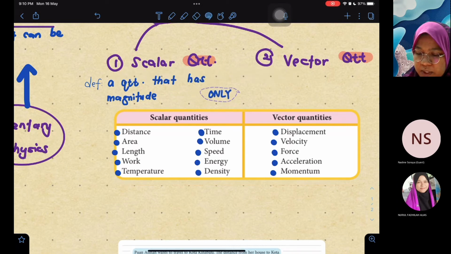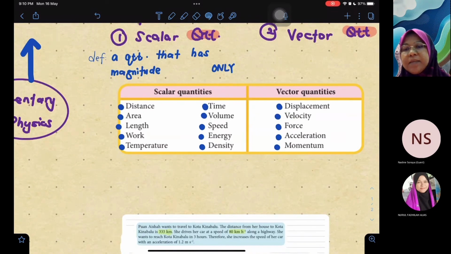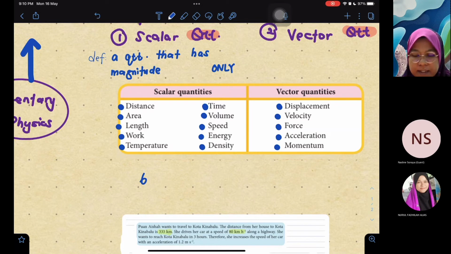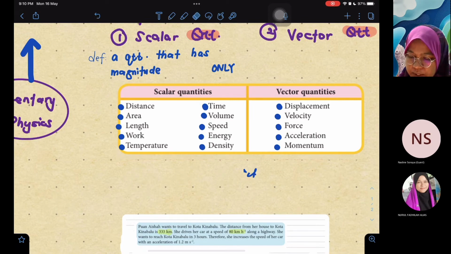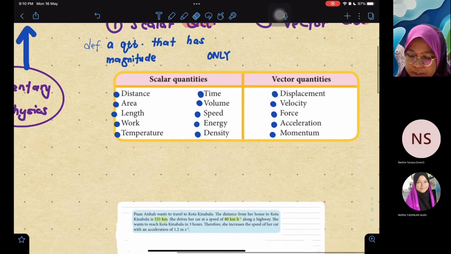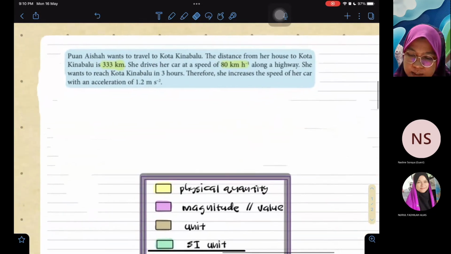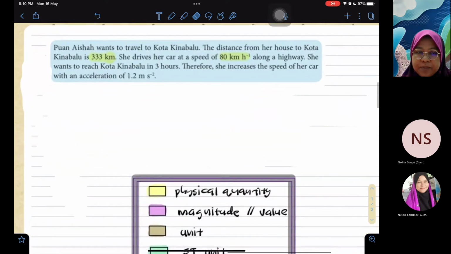So make sure you know what is the meaning of magnitude. Pernah dengar orang cerita tentang what is the magnitude of earthquake? So kita katalah 6 skala Richter kan? 6 skala Richter ataupun 8 skala Richter tu. So 6 dengan 8, okay contoh saya bagi contoh ni lah soalan ni. Okay, kalau nak bagi you recall. So kita ada soalan ni kita tengok example question.